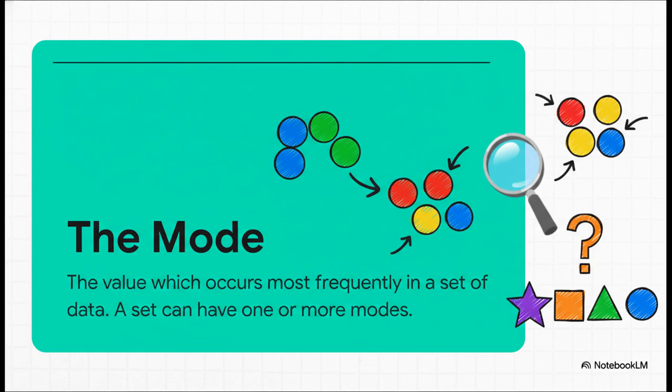Honestly, the mode is the easiest one of these to get. It's just the value that shows up the most often. Think of it like a popularity contest. You can have one clear winner, you could have a tie between a few values, or if every single number is unique, you might have no mode at all.